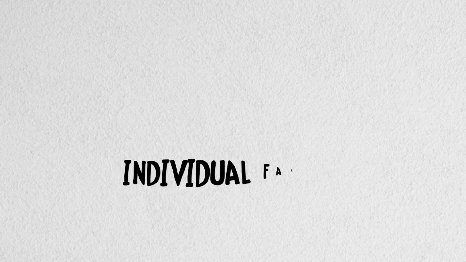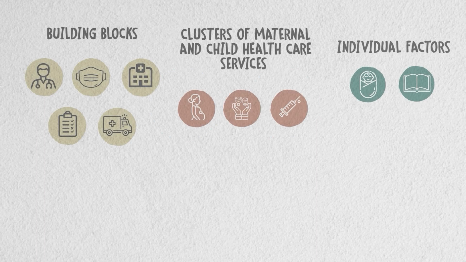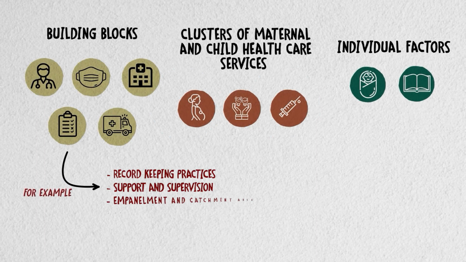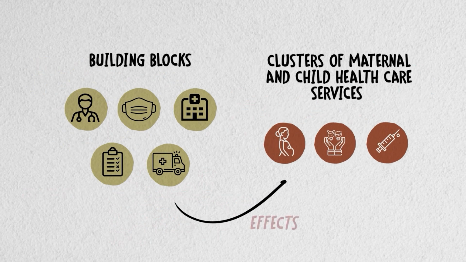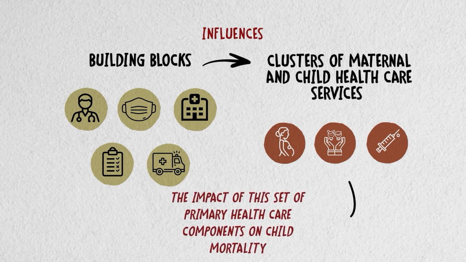In addition, we included in our model individual factors, such as the baby's weight at birth and the mother's educational level, because we know they influence child mortality. Each of these components covers a series of indicators that detail actions or inputs under assessment. Next, we measure the effect of the building blocks on maternal and child health services in order to determine the impact of the set of primary healthcare components on child mortality.